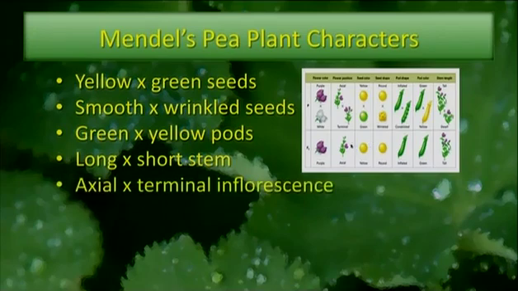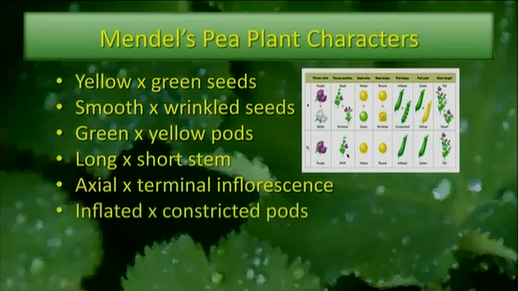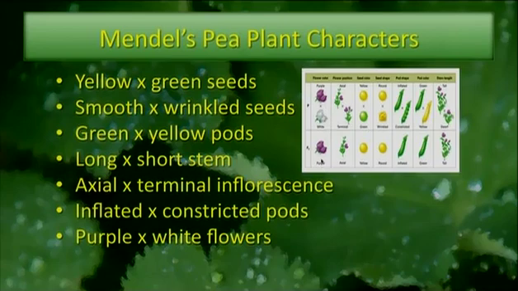You had axial versus terminal inflorescences, with the axial inflorescences being dominant. And you had inflated and constricted pods, with the inflated pods being dominant. And you also had purple and white flowers, with purple being dominant. So all the dominant characteristics are actually listed here first.